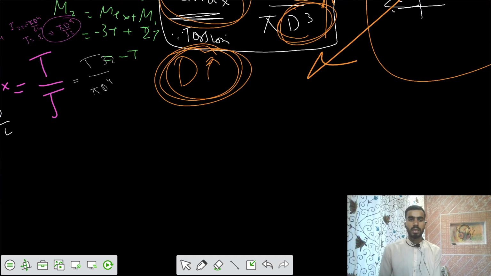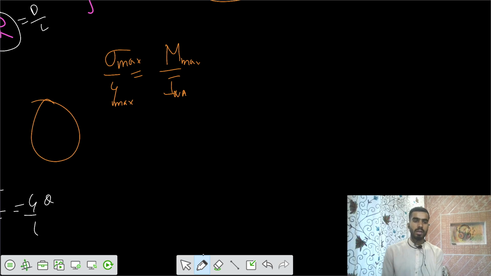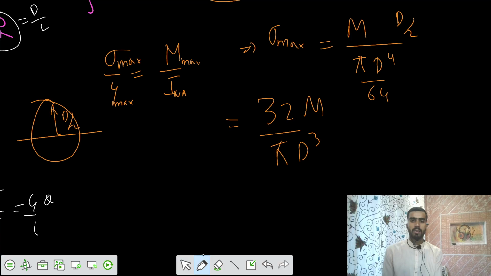So we got the tau max. Similarly, from the bending stress formula, we have sigma by y equals M by I. If I write the sigma max, I have to write M max here, and I have to write y max also. And this is the neutral axis. So you have that circular section. What is the value of sigma max I can have? If you go from y max equals d by 2, M by I, we know that I equals pi d power 4 by 64, and we have d by 2 maximum. So we got the value of 32 M by pi d cube, sigma max.